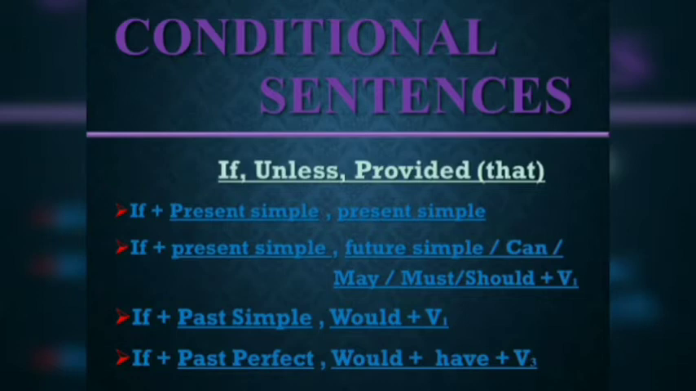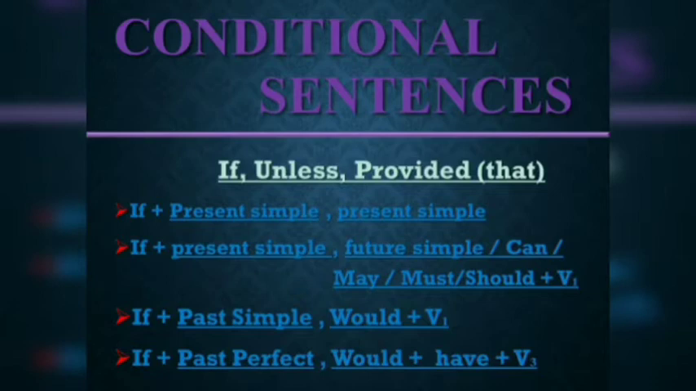Now the second type, and that is if present simple tense is there in the if clause, then in the main clause we can use either future simple tense or any one out of these four modals, can, may, must, should along with V1. And the use of these four modals depends on the meaning of the sentence. So this second category is used when a sentence expresses a situation whose outcome is likely to happen, not guaranteed.